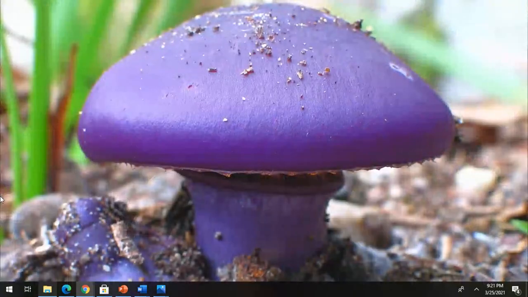Photographing mushrooms has become a passion that has completely changed my view of the world. This is the first mushroom I ever photographed. Its scientific name is Cortinarius archeri. Why did I photograph it? Well, it was back in 2003.